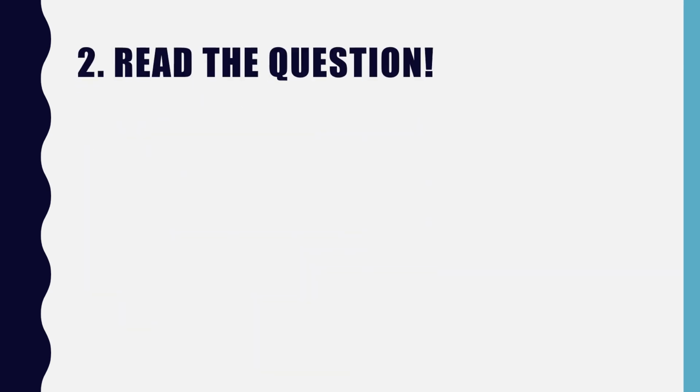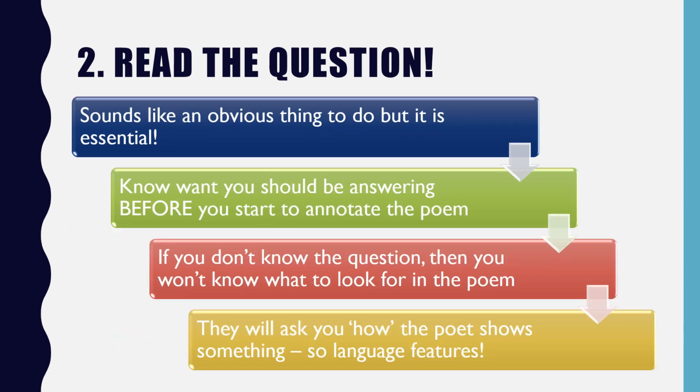Number 2, read the question. So, sounds like an obvious thing to do, but it is essential. You need to know what you should be answering before you start to annotate the poem. I've noticed a lot of students go straight into annotating the poem and they find a multitude of language features, but some of them don't actually answer the question, so you've just wasted time. If you don't know the question, then you don't know what to look for in the poem. That is basically the gist of read the question.